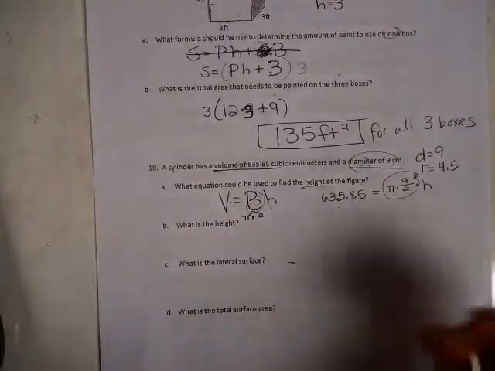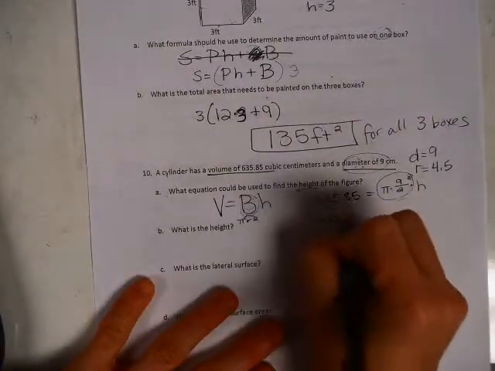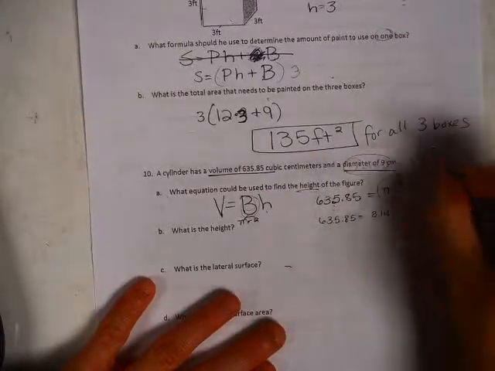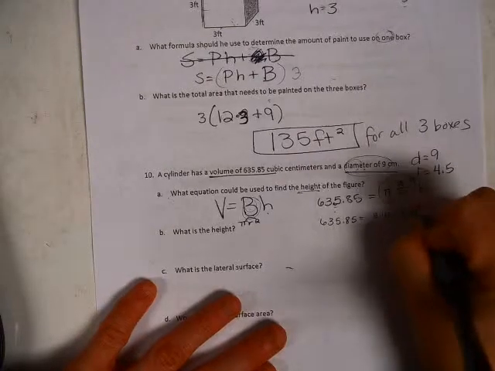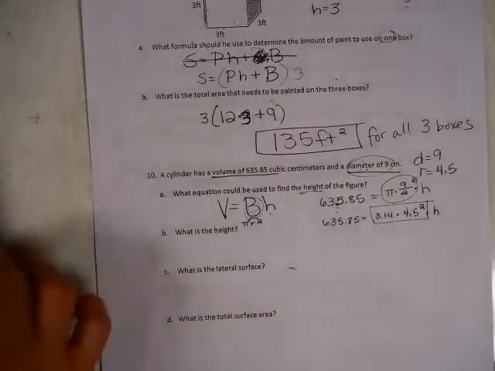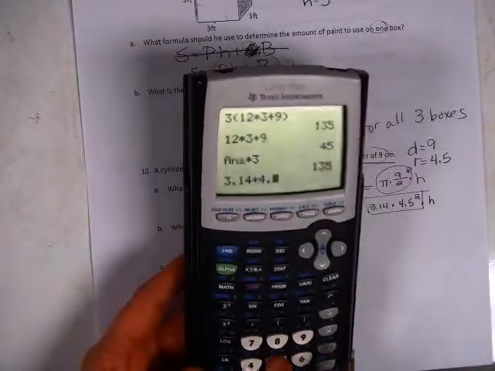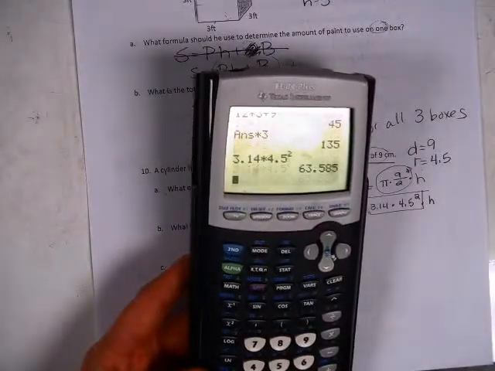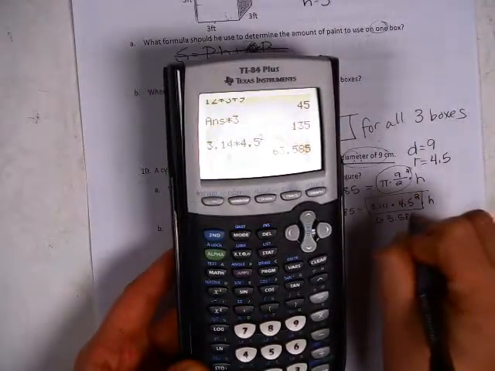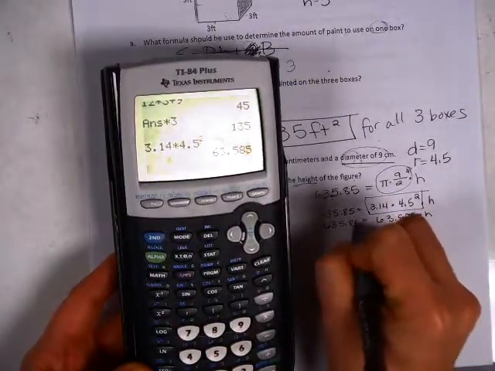Okay? So, let's simplify this a whole lot, because that's a lot of crazy things. So, this is 3.14. We already said that this was 4.5 squared times the height. Okay, let's take all of this and multiply it. 3.14 times 4.5 squared. Boom. So, times the height. Yes, these numbers are big and scary, but they're not too bad.